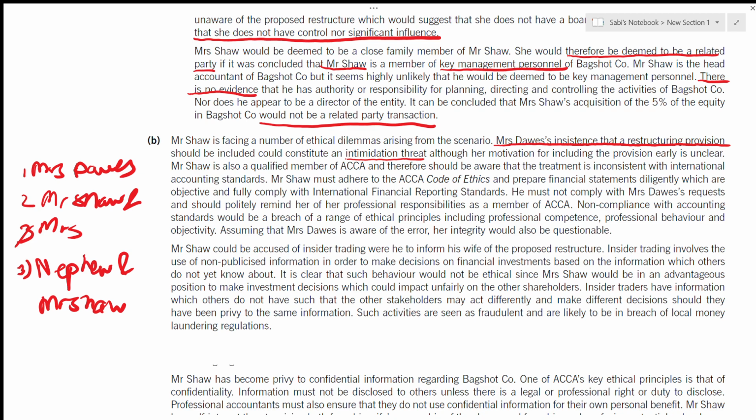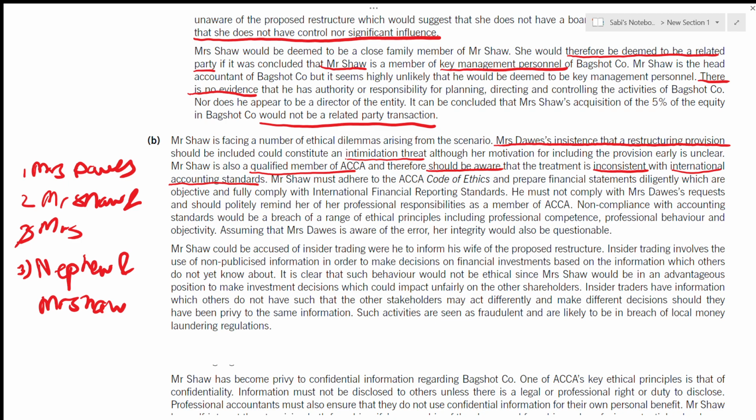Mr. Shaw is also a qualified member of ACCA and therefore should be aware that the treatment is inconsistent with the IAS. Right? You need to mention these words. Whenever an ethics question comes, you need to say that he is a qualified member of ACCA. He should be aware, right? The treatment is inconsistent with IAS. These types of sentences have to be there in your ethics answer, right? Qualified member, he should be aware of this IAS, and such words.